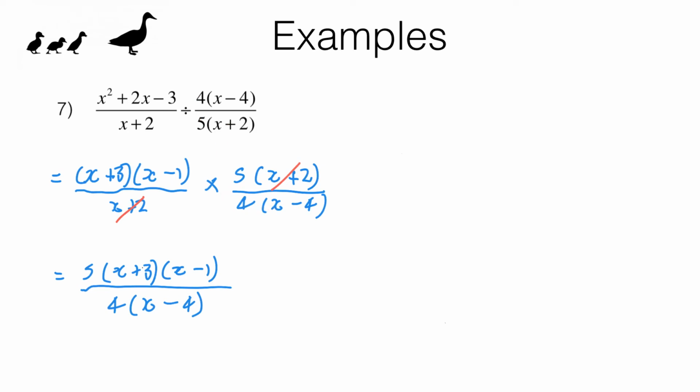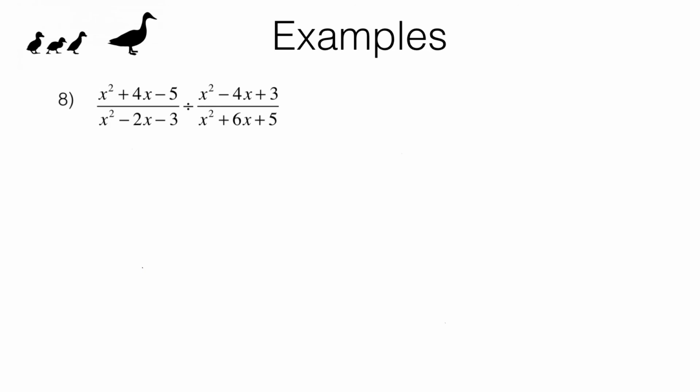I can then simplify x plus 2 here with x plus 2 here. So I'm left with 5 multiplied by this numerator here to give me 5, x plus 3, x minus 1, and then 4x minus 4 multiplied by the equivalent of 1 here, which gives me 4x minus 4.